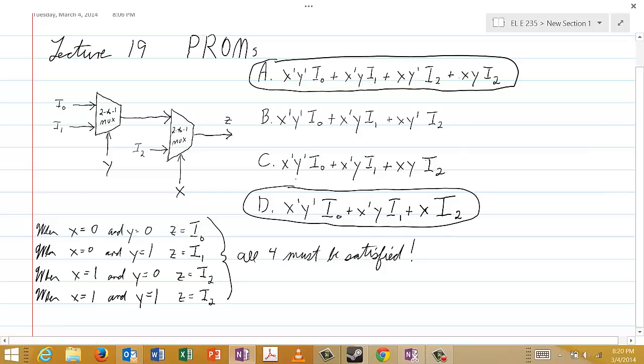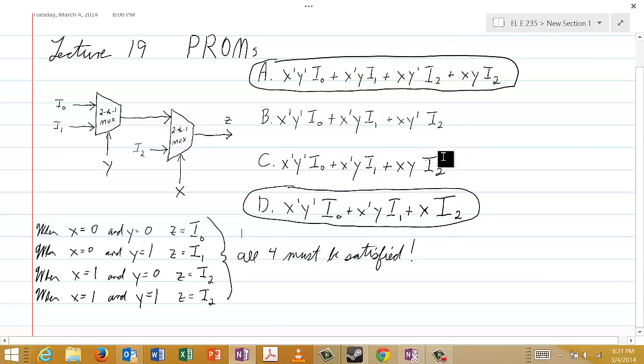Furthermore, I hope that you can easily see that expressions A and D are really equal to each other, because the first term in A is equal to the first term in D. The second term in A is equal to the second term in D, and the third and fourth terms in A, when they are ordered together, will give you this last term in D. The way to see that is you could notice that in this expression, you could factor out X I2, and so this would be equal to X I2 ANDed with (Y or Y prime), but Y or Y prime is 1, and so this is X I2 ANDed with 1, which means it's X I2. So both of these expressions work.